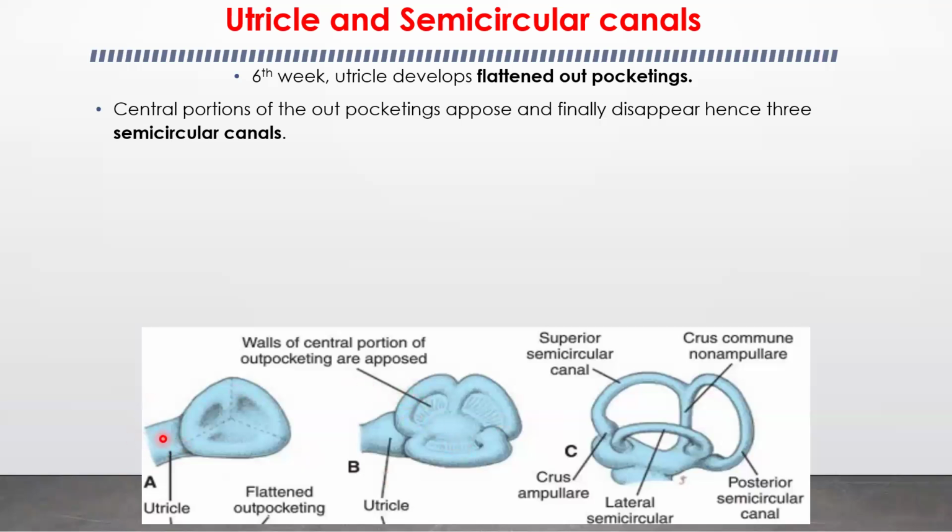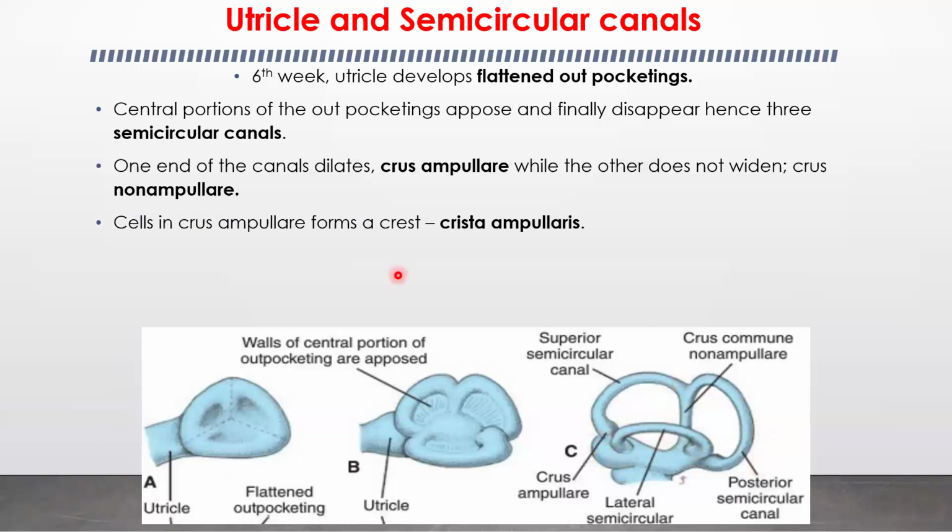So we have a utricle here. It will develop 3 flat outpocketings. After that, the central portions of these 3 flat outpocketings will oppose and then disappear to give us 3 semicircular canals at an angle of 90 degrees. But these semicircular canals are attached to one another, as you can see at this point. And then there are some thickenings on the distal aspect, or some of them.